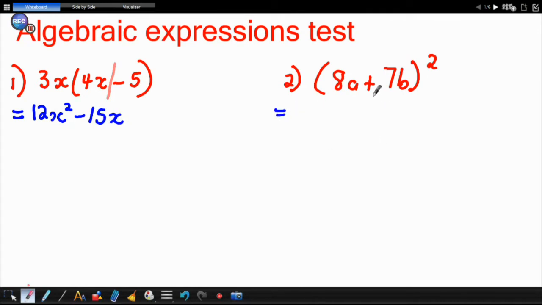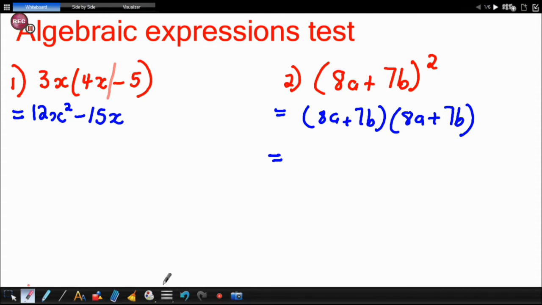This basically means that there are 2 of those brackets. So you have 8a plus 7b, then you have 8a plus 7b. As you can see, the signs are exactly the same here. Then this is what you are going to do. It's up to you again if you want to do this: you can put just a line to show that these are different terms inside the brackets.